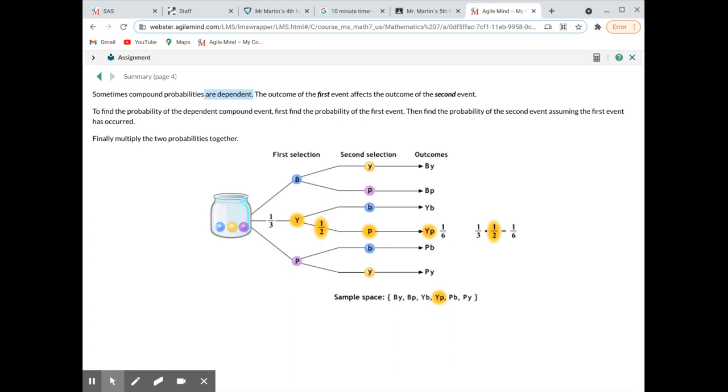All right. So, what is the key thing that lets us know if there's an independent versus a dependent? If it's replaced or not. Correct. If it's replaced, it is what? Independent. And if it's not replaced, it is dependent. Perfect. So that is the difference between independent and dependent compound probabilities and how replacement and non-replacement affect that.